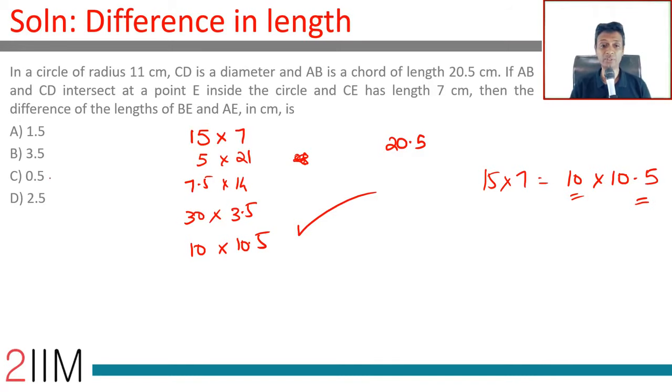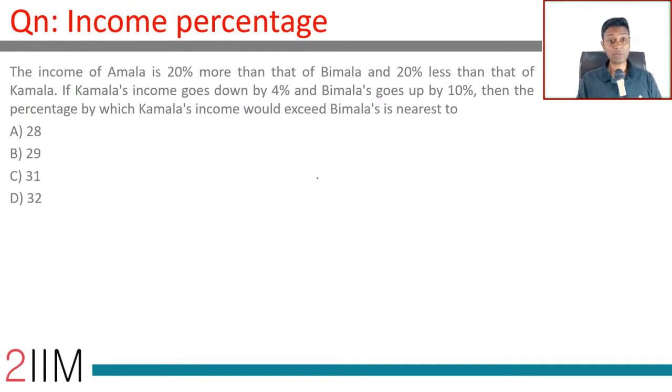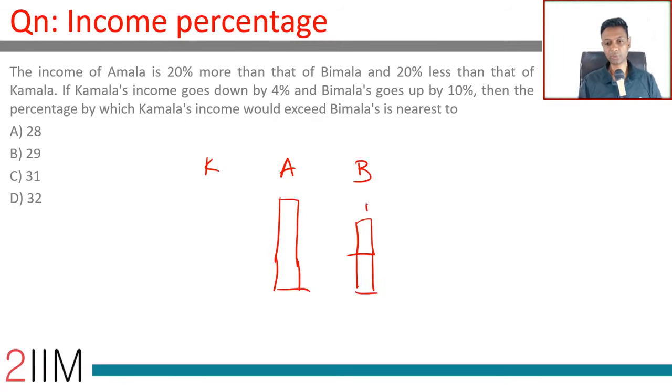The difference between these two is 0.5. The income of Amala is 20% more than that of Bimala and 20% less than that of Kamala. Amala, Bimala, Kamala. Let's say Bimala is here. If Bimala is B, Amala is 1.2B.